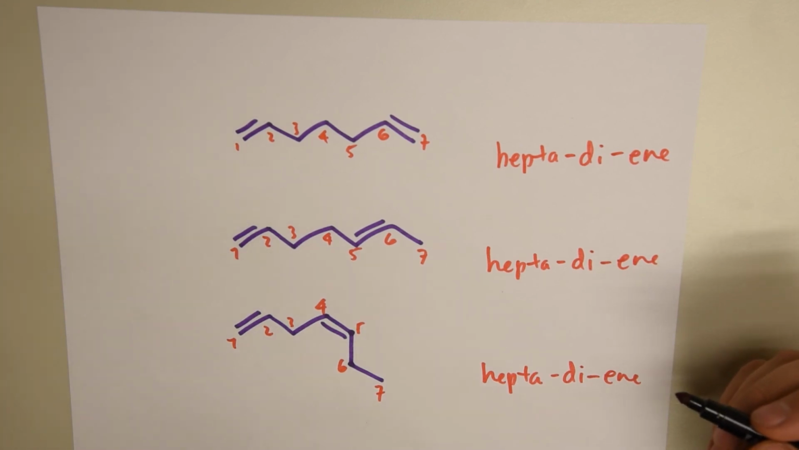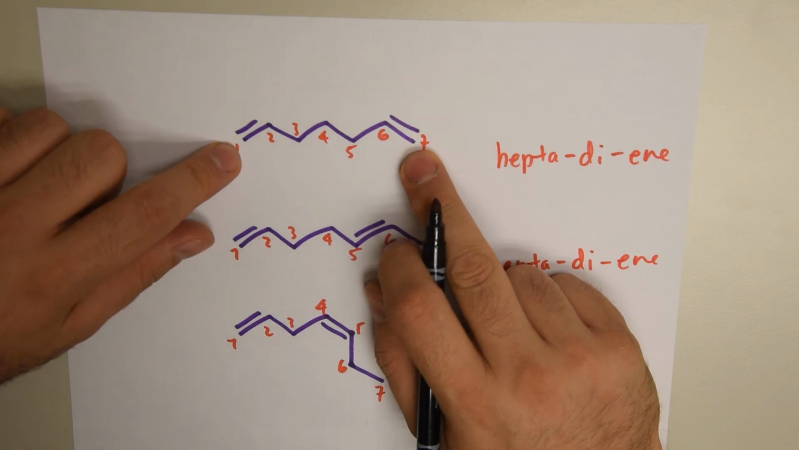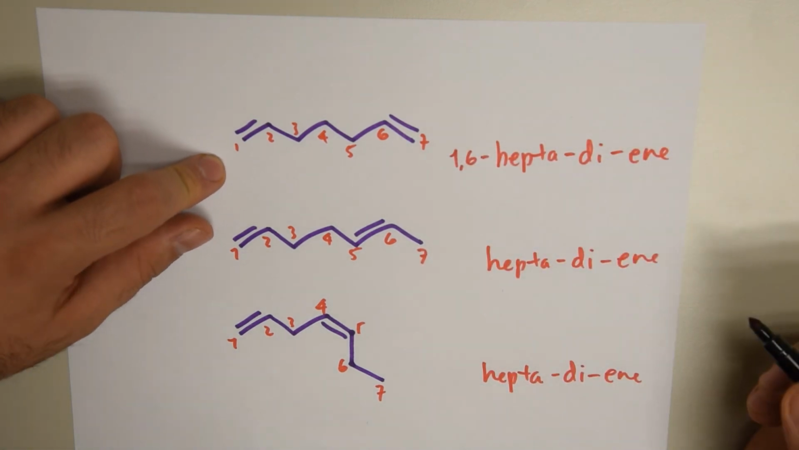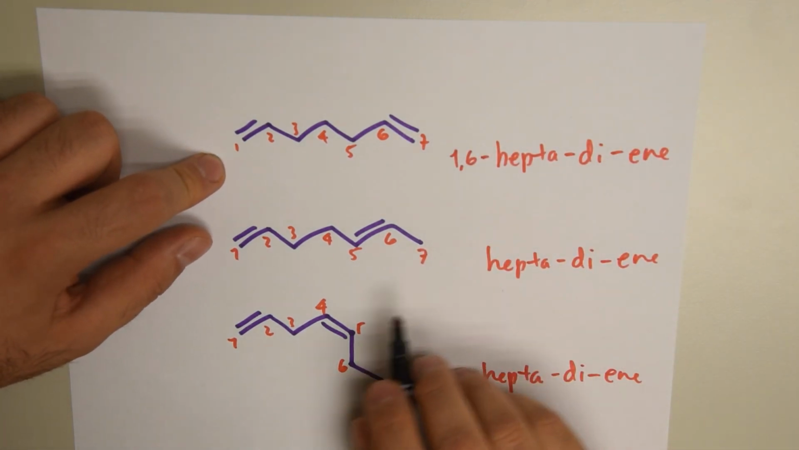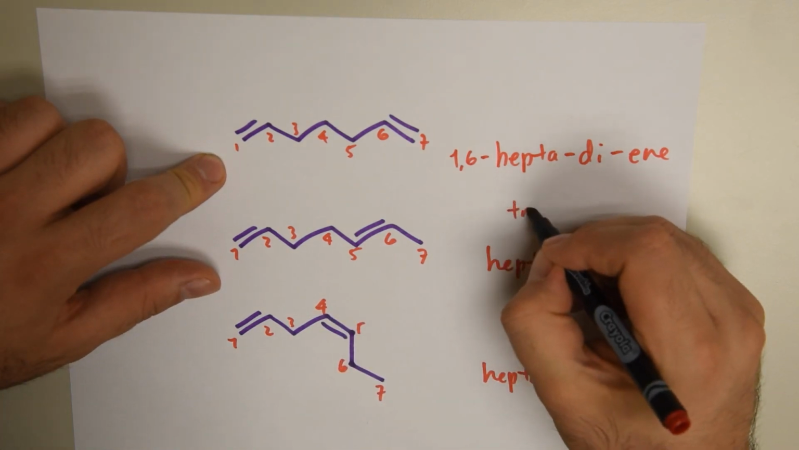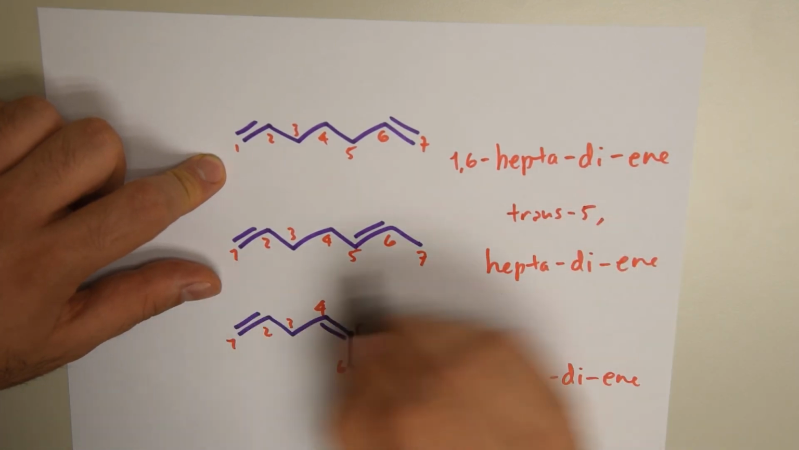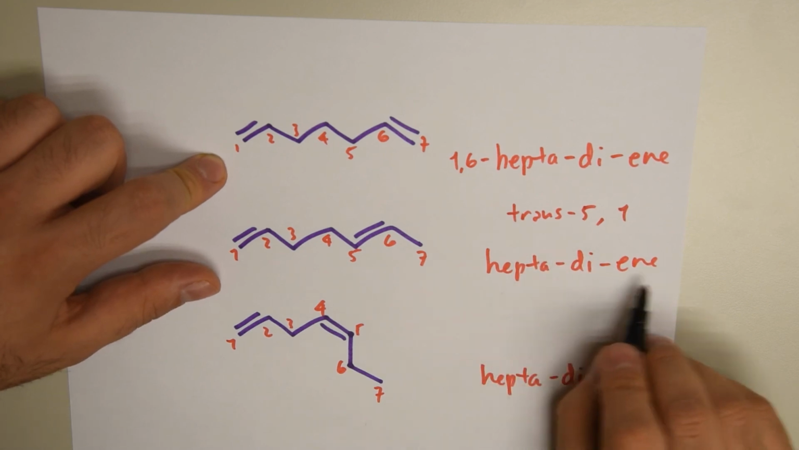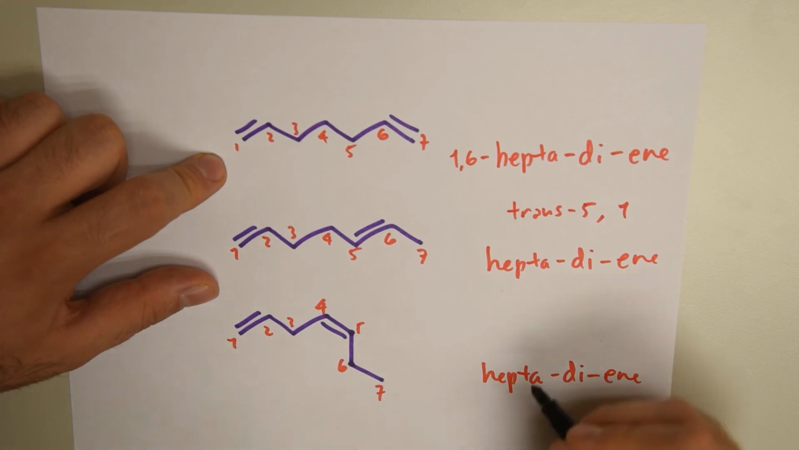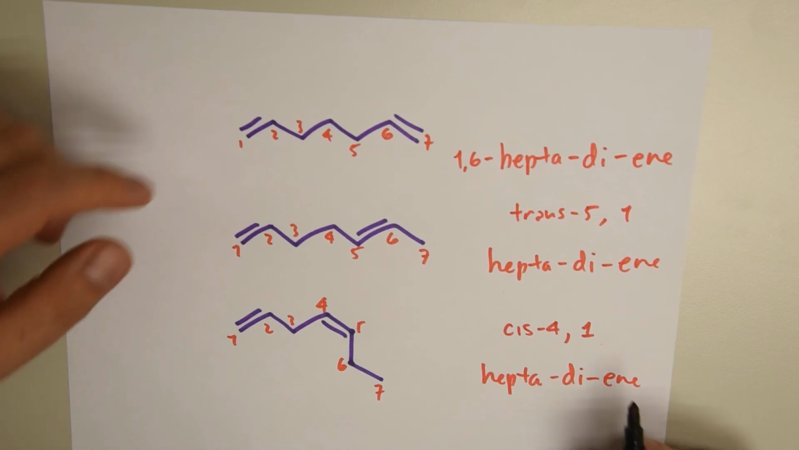Now we have to indicate where those double bonds are. Both of these double bonds are at the edge, so they're neither cis or trans. So we just add the locants at the beginning. 1, 6, heptadiene. For this one, however, the double bond at number 5 is trans. So we're going to write it first. Trans, what number? 5. And then comma, number 1. Heptadiene. And for this one, again, this is a cis bond. We're doing the basket shape right here. So this would be cis 4, comma 1, heptadiene.